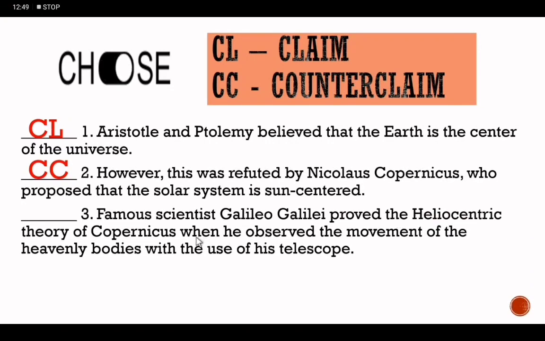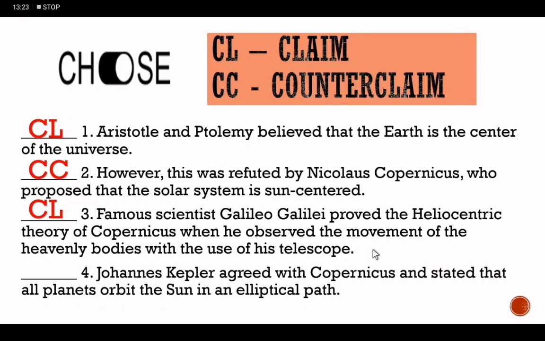Number 3. Famous scientist Galileo Galilei proved the heliocentric theory of Copernicus when he observed the movement of the heavenly bodies with the use of his telescope. Claim or counterclaim? The answer? Claim. Unlike the second sentence, this did not contradict or oppose any idea. So this is a claim by Galileo Galilei.